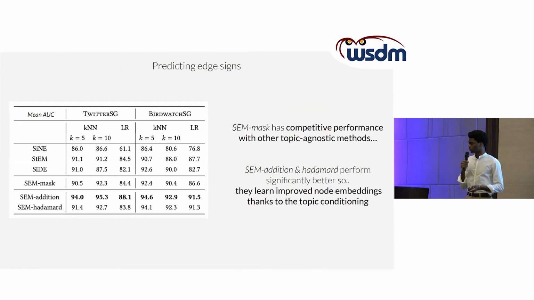So in terms of performance, the first 4 rows are the topic agnostic models. The first thing we see is that SEM mask is competitive with the 3 baselines. And when we're able to actually incorporate the topic information within the learning process, which comes with SEM addition and SEM Hadamard, we see a significant improvement in performance, which means that the model is actually able to learn better node embeddings by conditioning on topics.